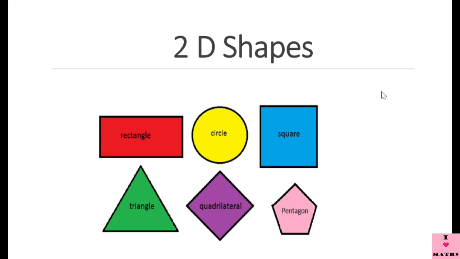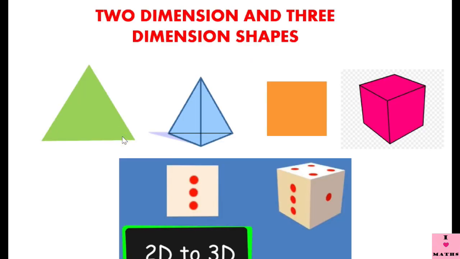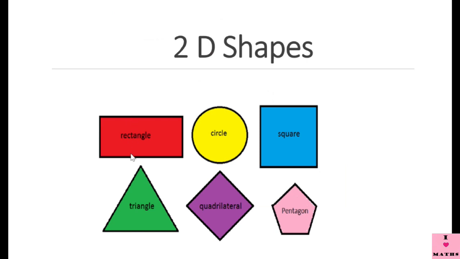Children, two-dimensional shapes. Two-dimensional shapes are the shapes which, when we draw on a paper, we are able to know their size exactly. For example, all these shapes. Rectangle. Rectangle is a four-sided figure. It has opposite two sides equal. These two long sides are equal to each other, and these two small sides are equal to each other. It is made up of four line segments.